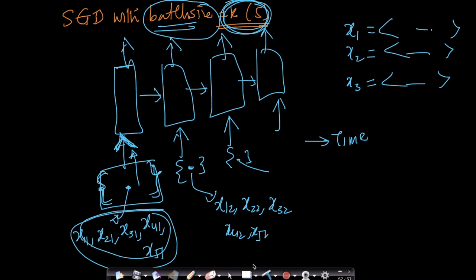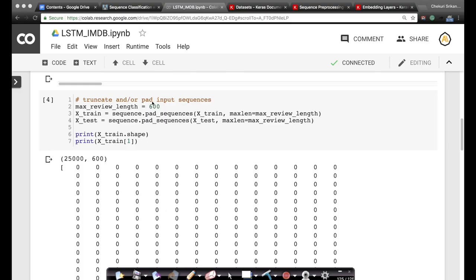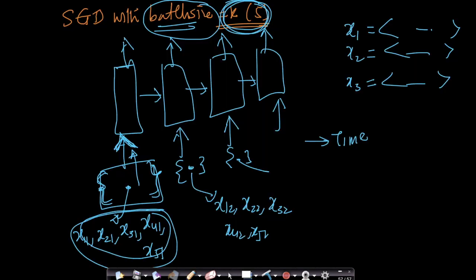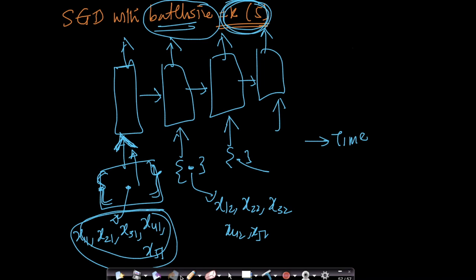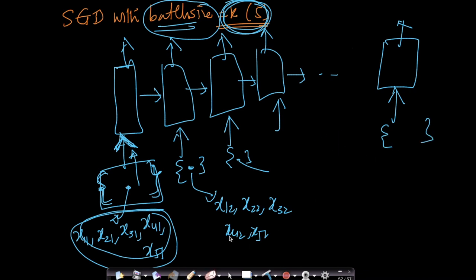If I say that I want, in this case, each of my reviews to be of length 600, what will I do here? I will have a 600 time step, so on and so forth. Let me just erase this time here. So this will input x1 600, x2 600, x3 600, x4 600, and x5 600.